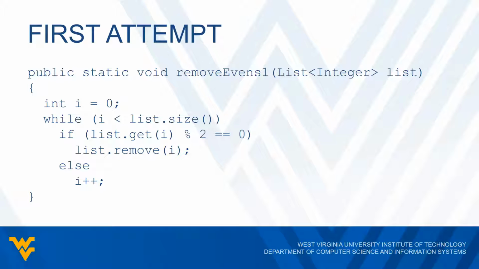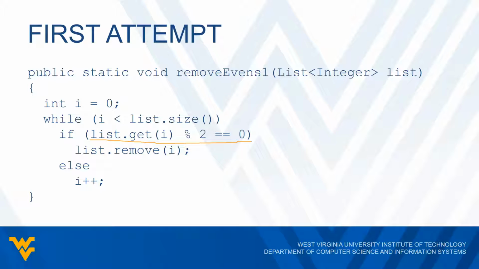In the while loop, we're saying as long as we're not at the end of the list just yet, we're going to check to see if our current item is an even number. That's how we do it in this line right here. list.get(i) is going to give me the value at position i. To check if it's an even number, we take mod 2 of that, and if it becomes 0, we know it's an even number. So if it's even, then we call the remove method on the list and remove the value at position i. If it's an odd number, then we just increment i by 1 and move on to the next item of the list.